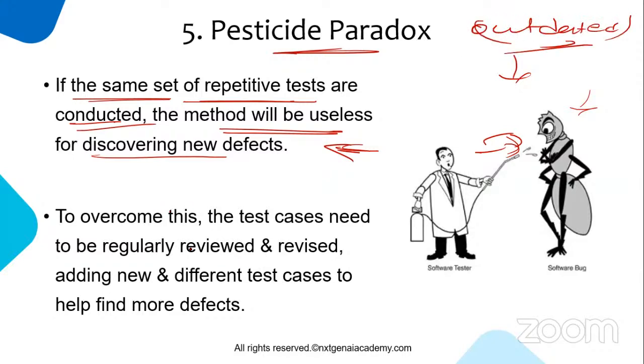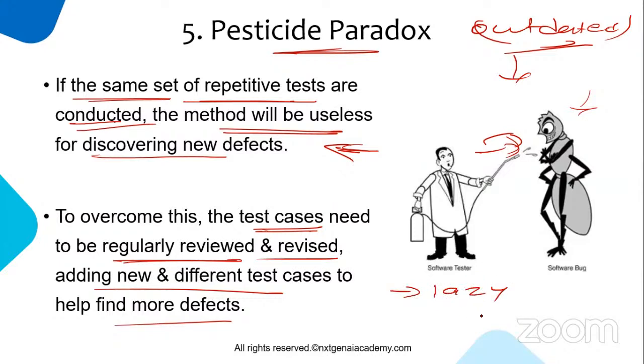Very simple common sense. To overcome this, test cases need to be regularly reviewed and revised, adding new or different scenarios to help find more defects. Actually, so many scenarios will come up in a project. One is a lazy mindset, where you will not do this work. Another is work burden. If you have a lot of work burden, usually this issue will come. This is the major reason.